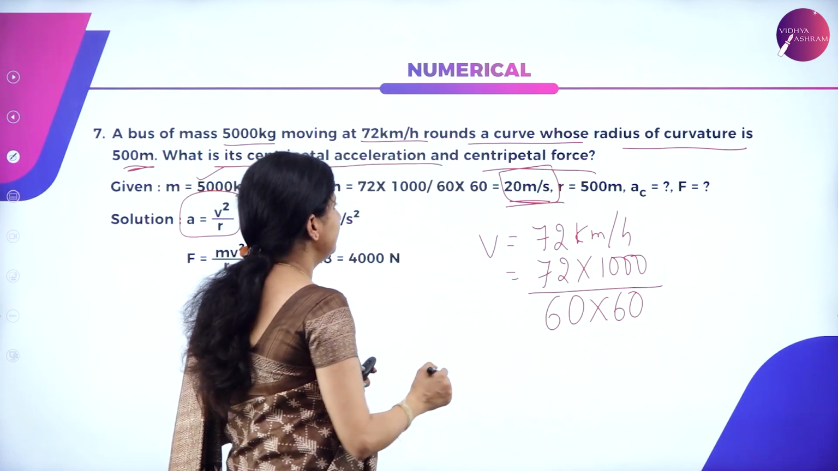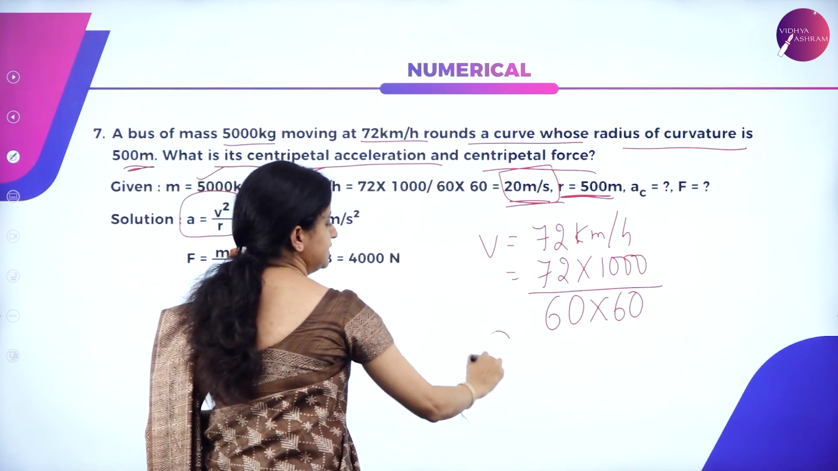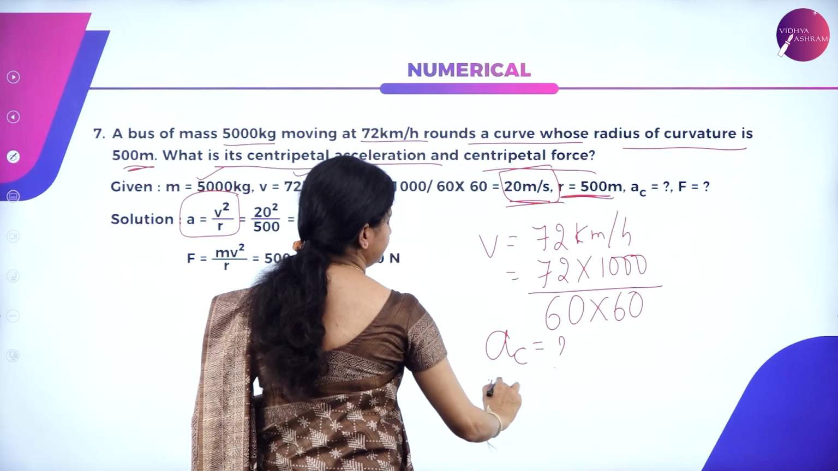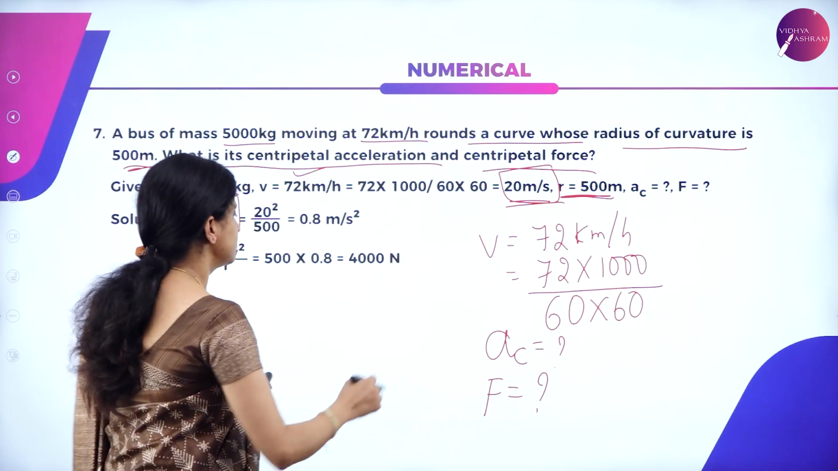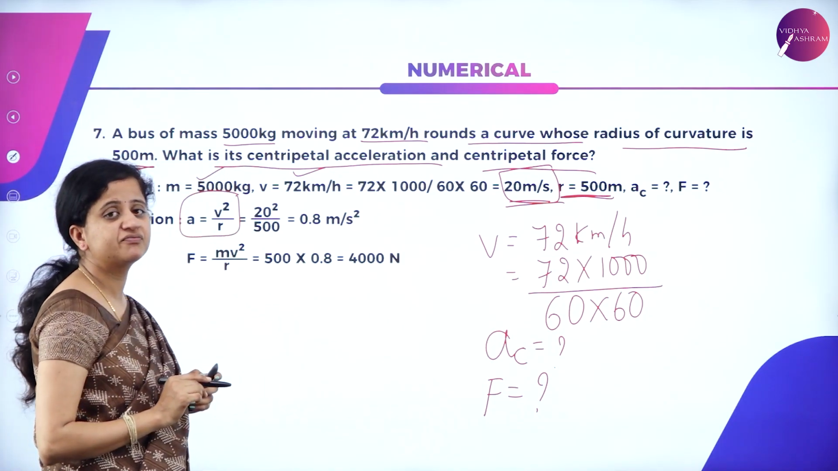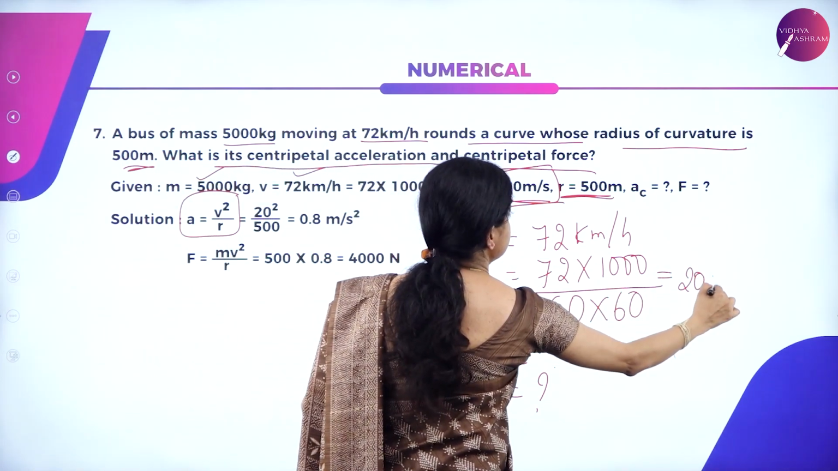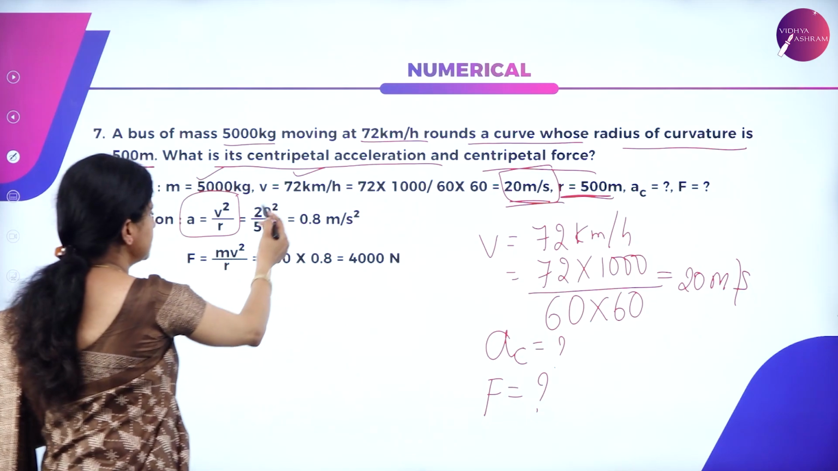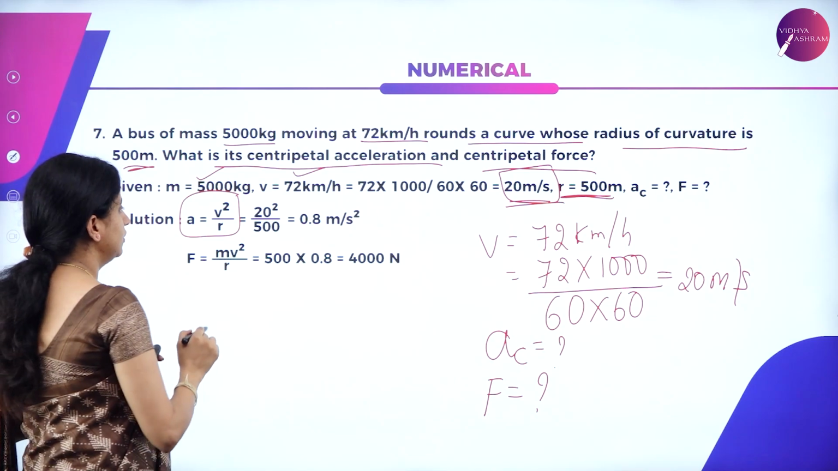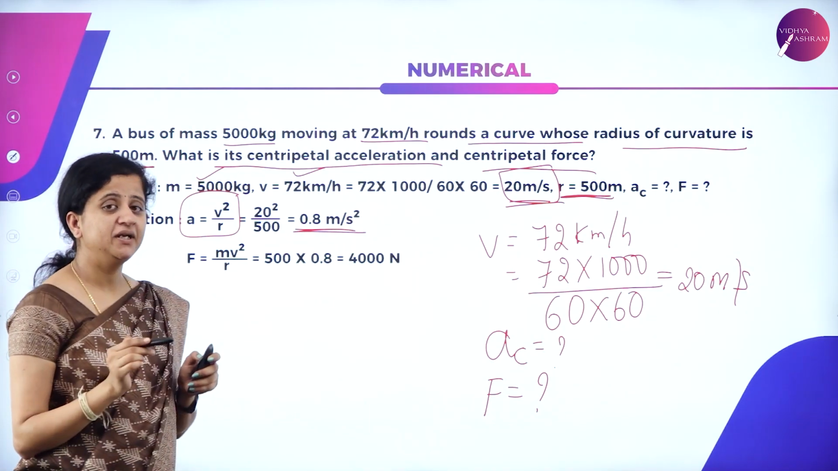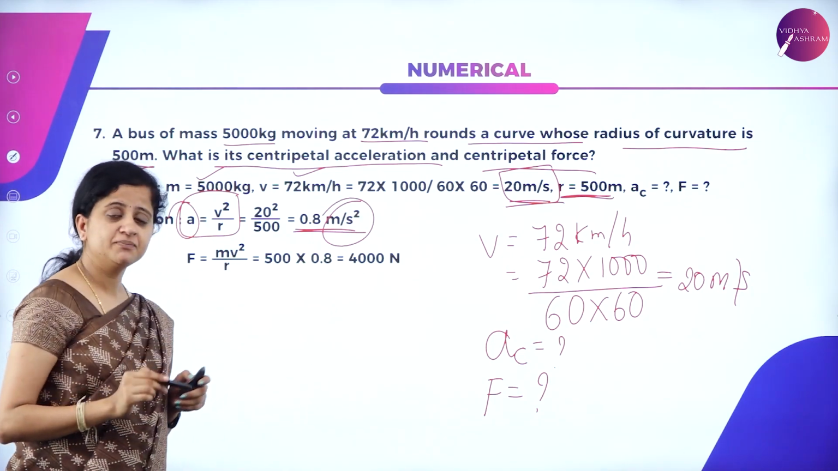And also it is given that the radius of curvature is 500 meter. We have to find out the centripetal acceleration and the centripetal force. So to find centripetal acceleration, the formula is v square divided by r. The v value we got is 20 meter per second. So we can write 20 square divided by the radius of curvature, that is 500. So we will get 0.8 meter per second square. Since it is acceleration, the unit must be meter per second square.